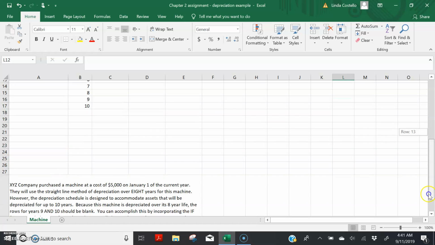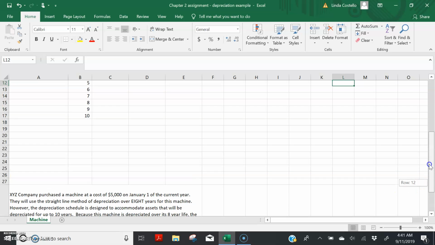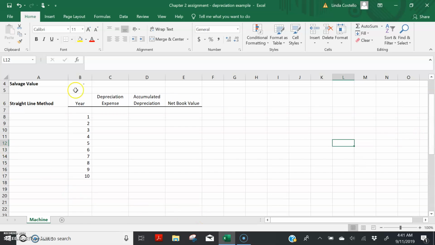This company purchased a machine for $5,000 on January 1st of the current year. They're going to use straight line depreciation over 8 years. However, this company designs all of its depreciation schedules to accommodate assets with up to 10 years of life. So the depreciation for this asset should end on the 8th year, and years 9 and 10 should be shown as blank.